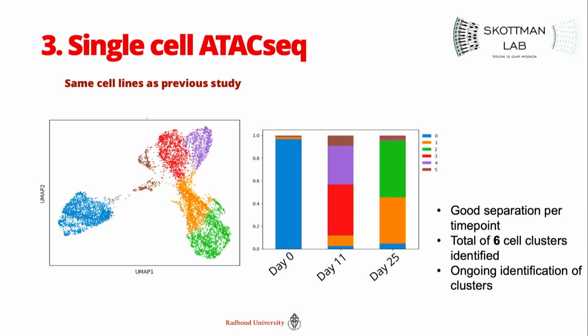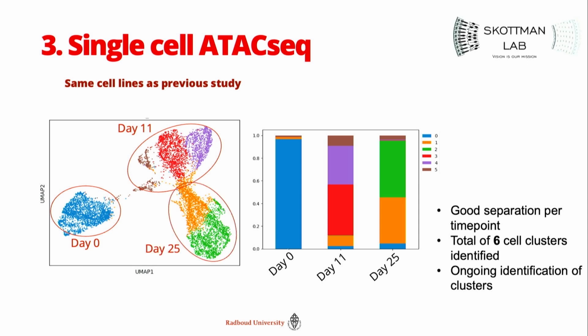We see comparable results to the single-cell RNA-seq, and I will show you a little bit. Again, we have the general graph with all the dots, which are cells. We see some separation: day 0 stands right there, day 11 here, and day 25 here. And here we could identify 6 clusters, not 8. So again, there's a little difference that we're still looking into, but we see 6.